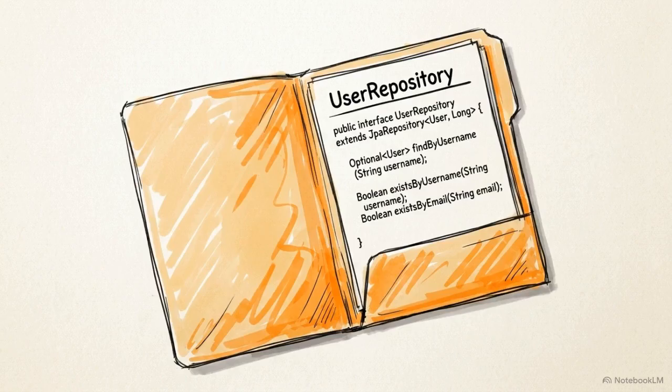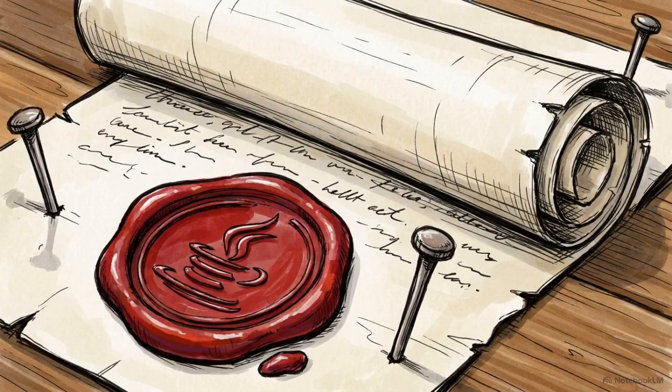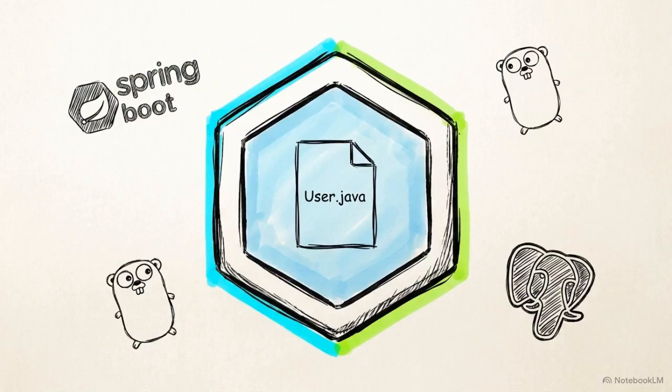This folder also holds the user repository interface. This interface is a pure Java contract. It dictates that a save method must exist, but it emphatically does not extend Spring's JpaRepository. The domain dictates what it needs to function. It remains completely ignorant of the fact that Spring, JPA, or PostgreSQL even exist.